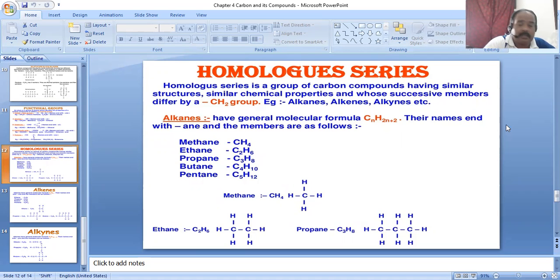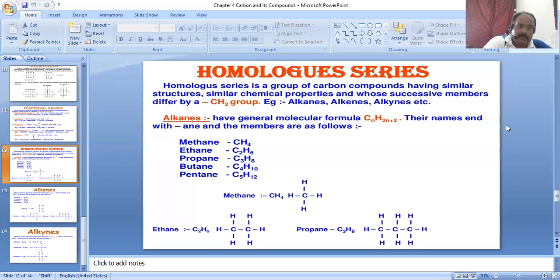According to the chemical formula CnH2n+2, here n equals the number of constituent carbon atoms. Suppose n equals 1. When we put the value of n into the formula CnH2n+2, we get C1 and H 2 into 1 plus 2, so 2 into 1 equals 2, 2 plus 2 means 4. It means the first member is called methane and the chemical formula is CH4.